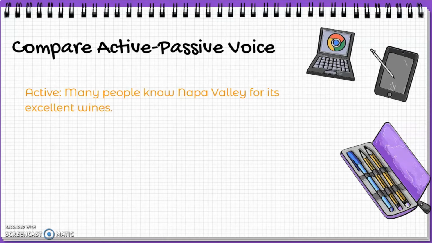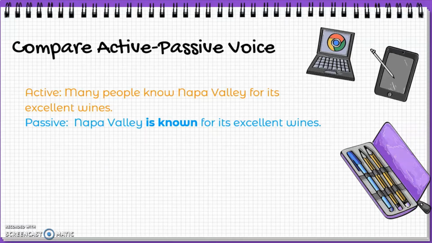Here is an example of an active voice. Many people know Napa Valley for its excellent wines. The same sentence, but in passive voice, would be like this. Napa Valley is known for its excellent wines. As you can see, here you have many people is the subject, know is the verb, Napa Valley for its excellent wines is the object. In the passive voice, the object goes to the subject, Napa Valley. Know is a verb in present, so we use this in present, is known for its excellent wines.